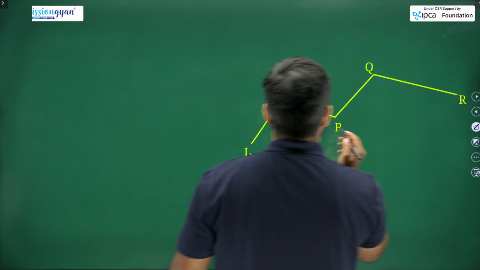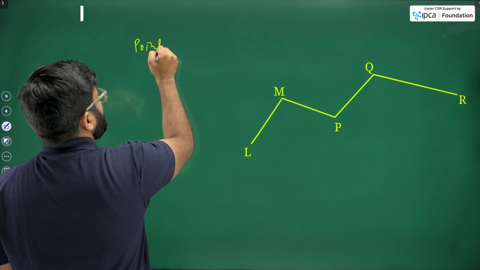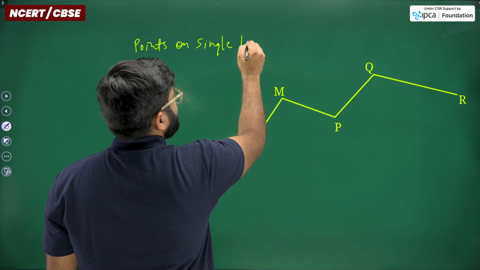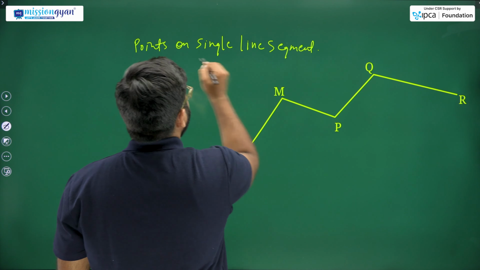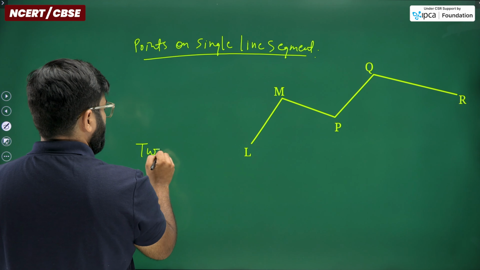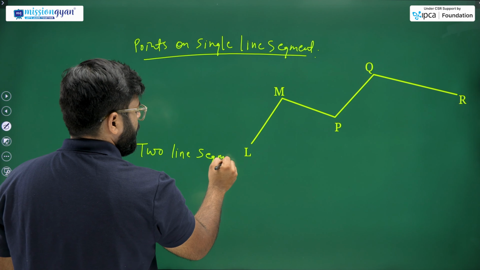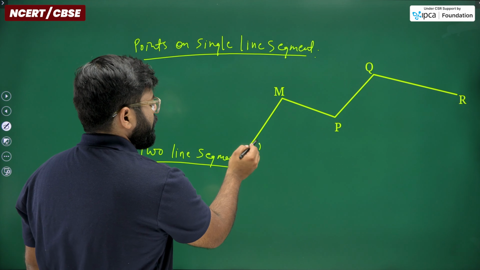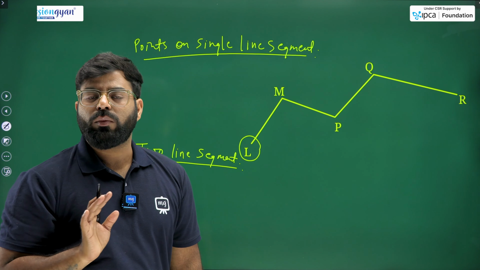Let's start with the next question. On one line segment, let's write points on single line segment. And the second part was how many are on two line segments. Clear? Is it clear? Let's start with the L part. Is point L on two line segments or one line segment?